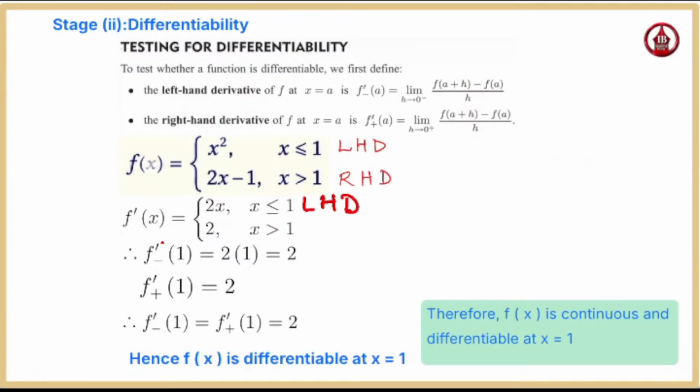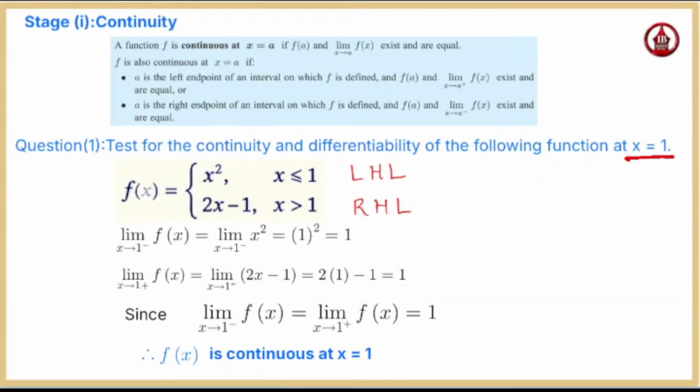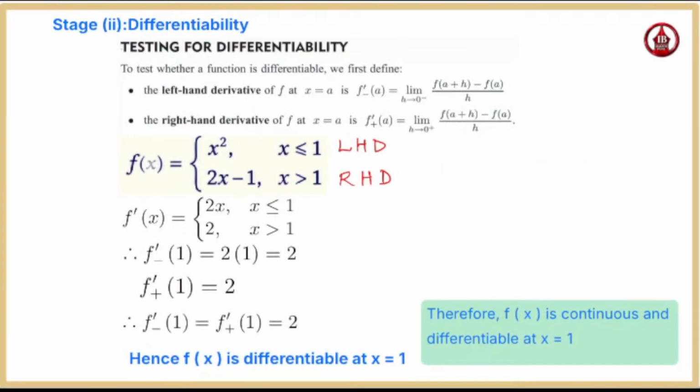So I will write f dash of minus 1 because at 1 we are testing. Do you remember here in the question itself it says at x is equal to 1. Okay, so therefore I'm finding the derivative, left hand derivative at 1. So f dash of minus 1. Okay, which will be, we will substitute x, replace x by 1 here. So 2 into 1, which will be 2.